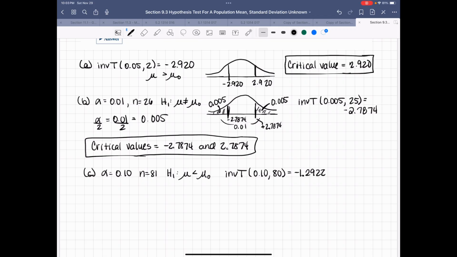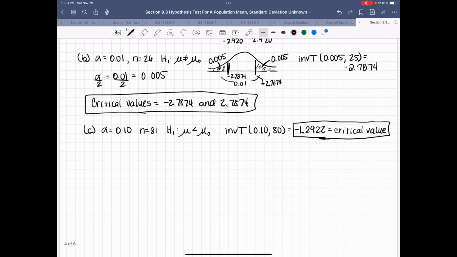If you check that in the book, it is wrong. It gives the positive, and we are looking at the left side here, so it should be the negative. There have been a couple of times in a different class that uses Alex where there's been a wrong sign in the textbook, and that is what has happened on this one also. So that critical value is at negative 1.2922.